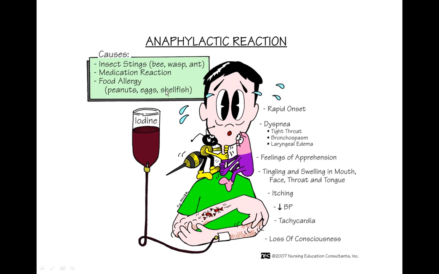So peanuts, eggs, shellfish, bee, wasp, ants, and of the insects here, the bees are going to be by far the most common. Medications that have a reputation for causing anaphylaxis, penicillin's probably the biggest. Aspirin, we said, could be a problem for those asthmatic folks.